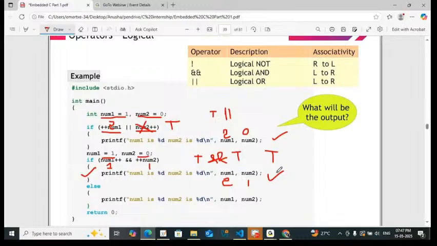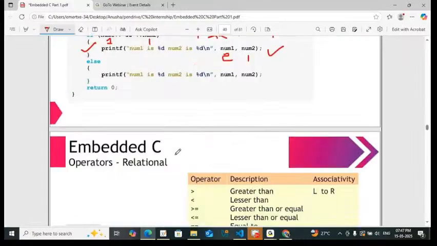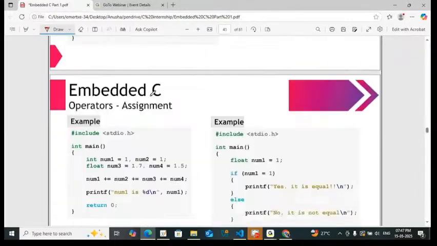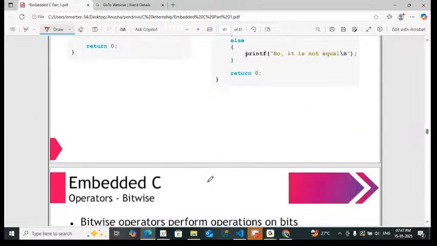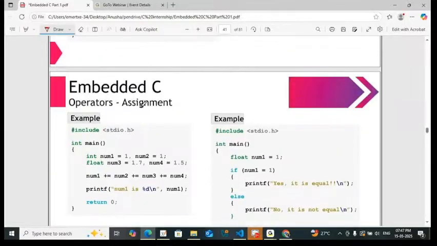Okay, so that is about your logical operators. Then we have relational operators, which you have already studied. Later we have assignment operators.